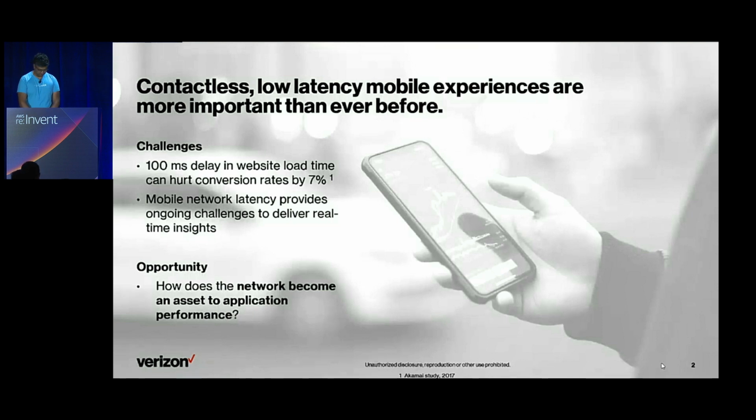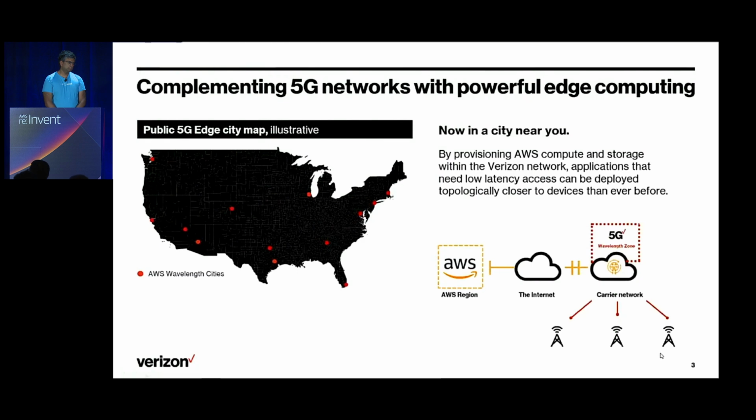And if so, would we be able to create a platform whereby developers wouldn't have to learn a new framework, or no new tool, rather? They could just use the AWS cloud that they know and love. And thus, Verizon 5G Edge with AWS Wavelength was born. The idea is fairly simple.